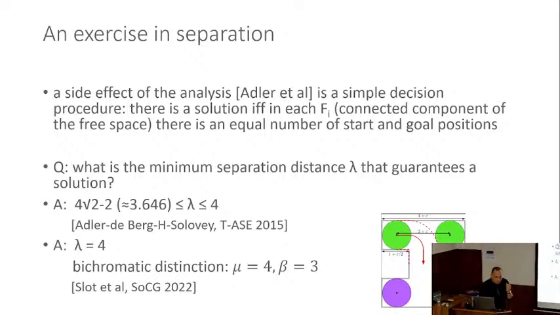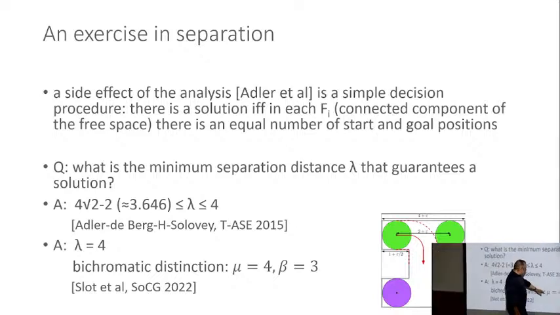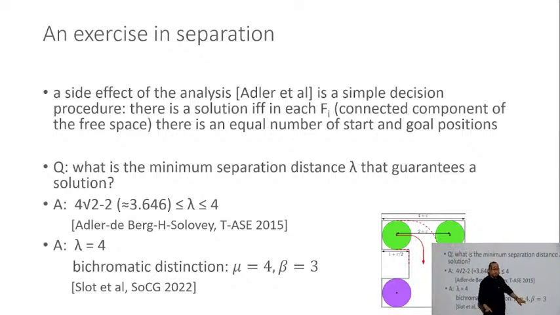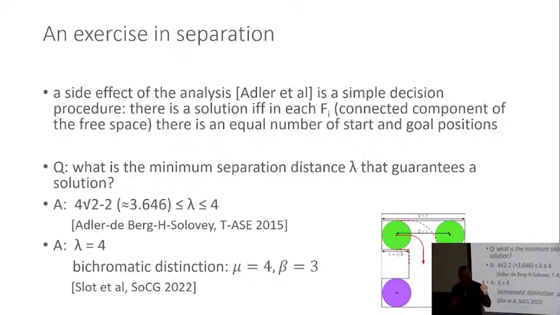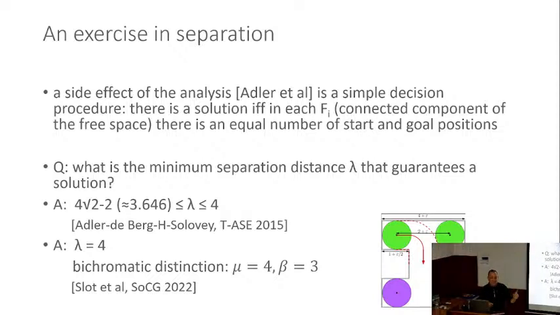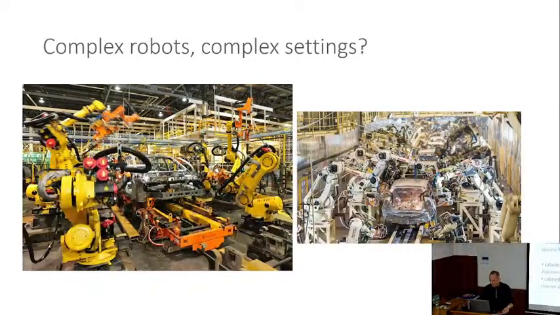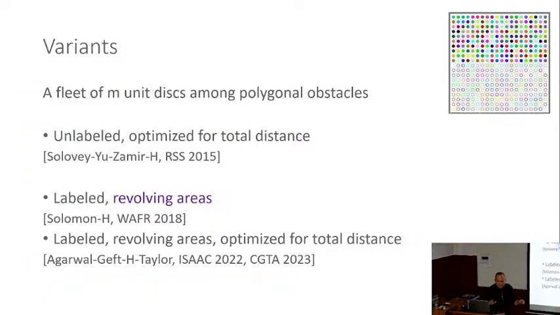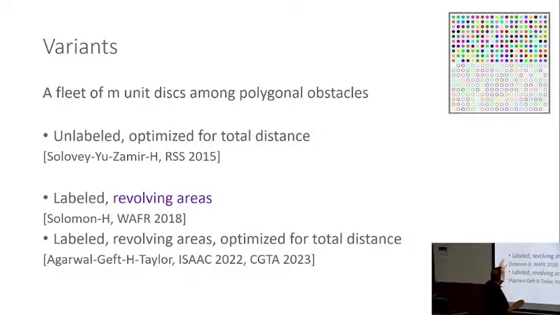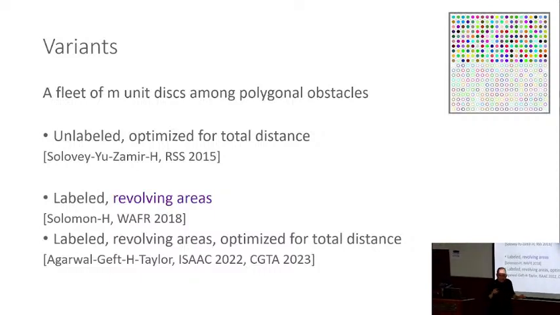In fact, we know a little more, and that you need to make a distinction. You need a separation of 4 between 2 start positions or 2 goal positions, but between a start and a goal position, it suffices to have a separation of 3, and you cannot go below 3. We have many variants for labeled, for some other ideas.